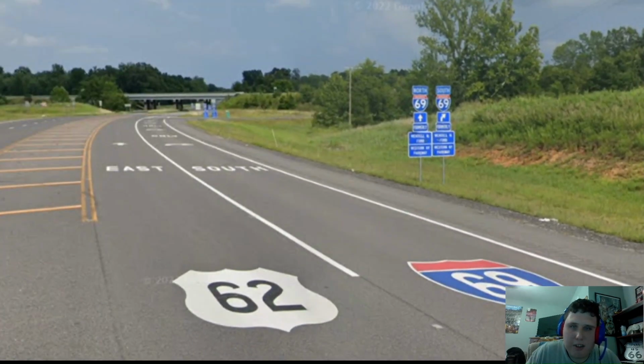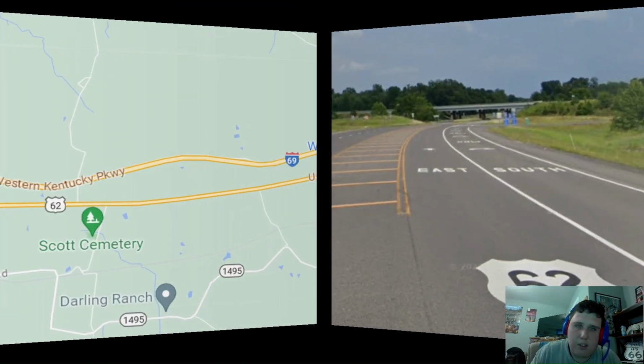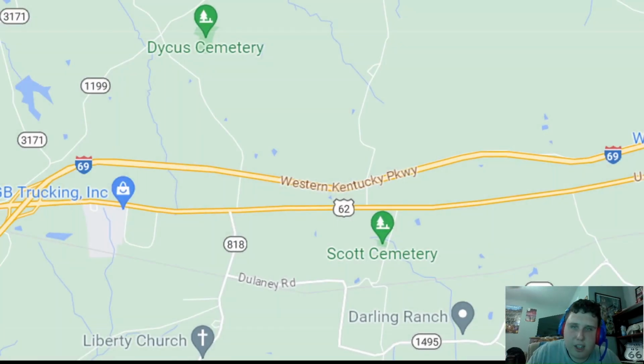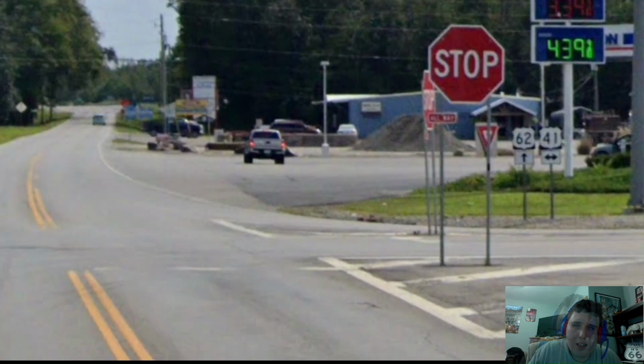Here is US 62 just meeting Interstate 69 by itself. And now we're paralleling Interstate 69 for a brief time. Here I'm meeting US 41 at this 4-way stop, and Control City Free Catch just made a northbound US Highway 41 video, so I'd recommend you go check that out.